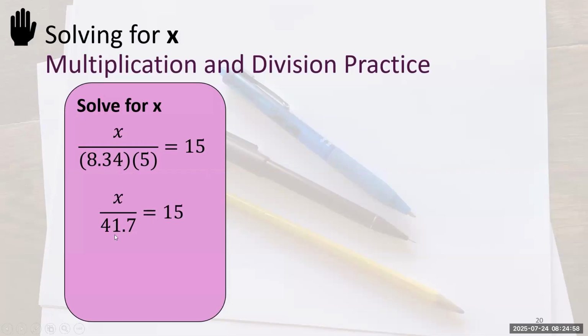8.34 times 5, 41.7. To get that x alone, because we're dividing on this left side, the x is dividing this number, we're going to go ahead and multiply both sides by 41.7. So if we do that, it cancels on the left-hand side with the x, and then we get 15 times 41.7, 5.5. Okay, let's look at another one.